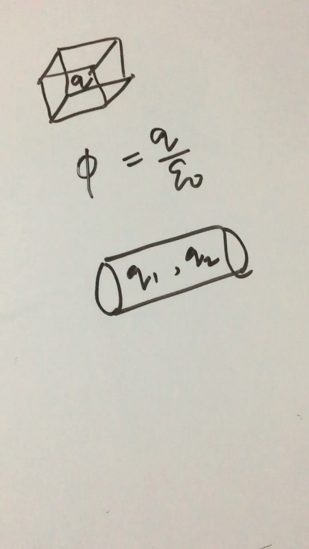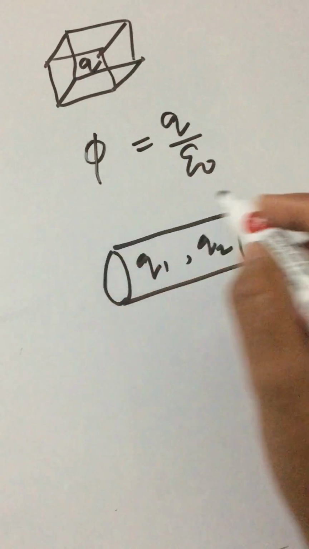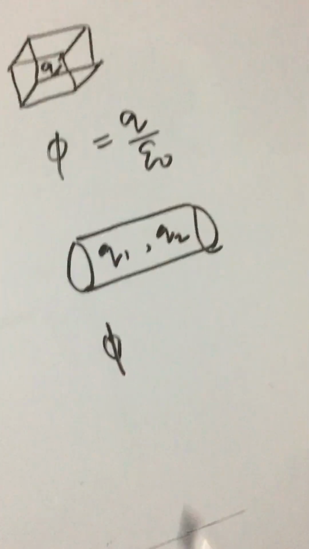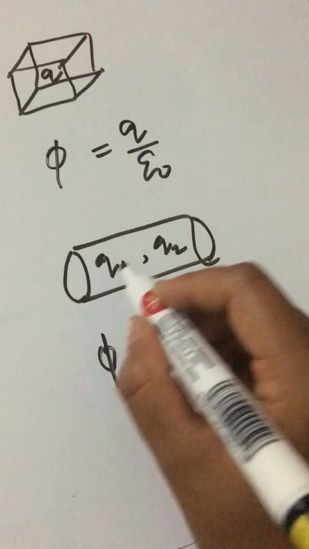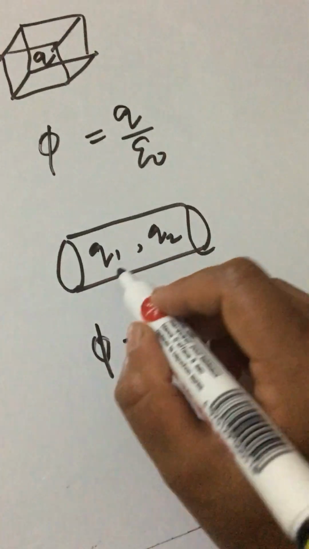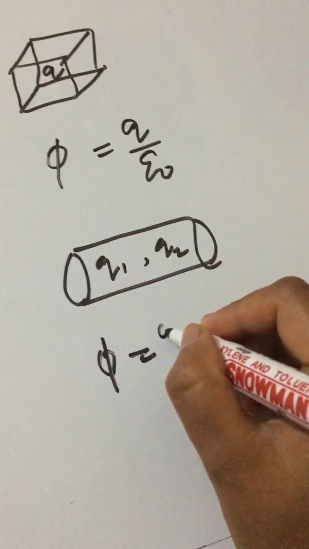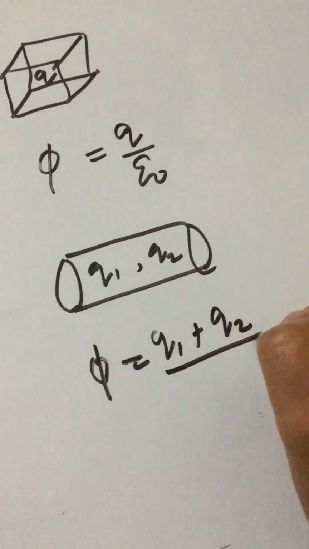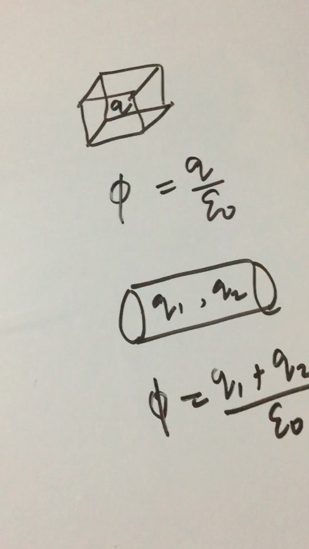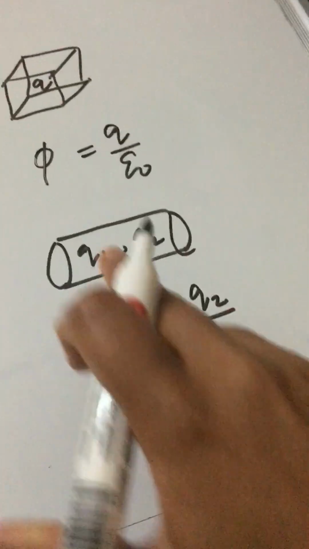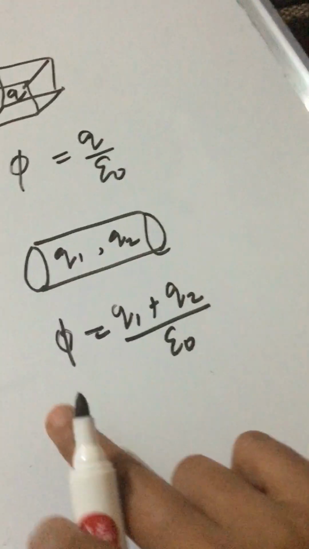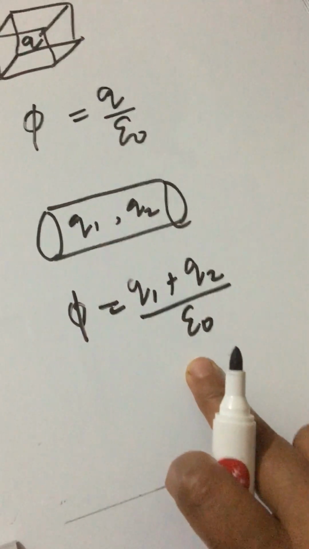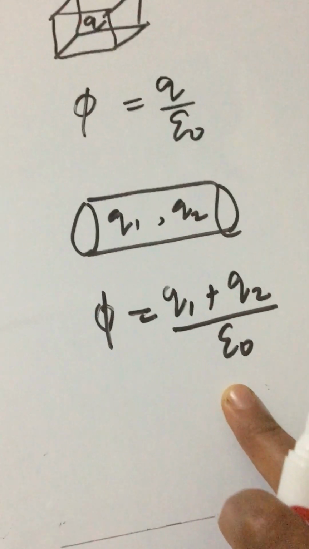Okay, then what is the total flux through the cylinder? The total flux is equal to how much charge it encloses. Here in this case, the charge enclosed is q1 plus q2, divided by epsilon. So the flux through any surface is equal to the total charge it encloses divided by epsilon. Is it clear?